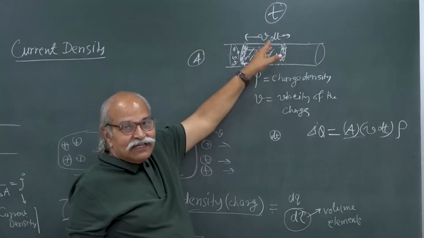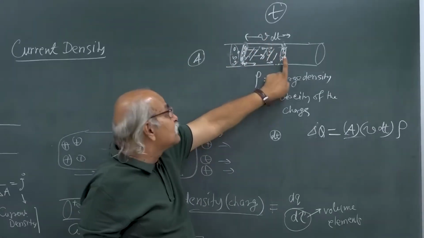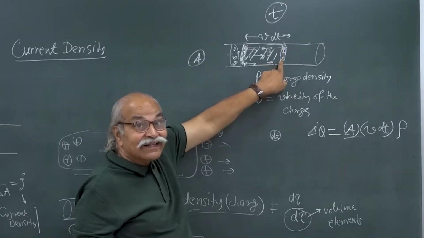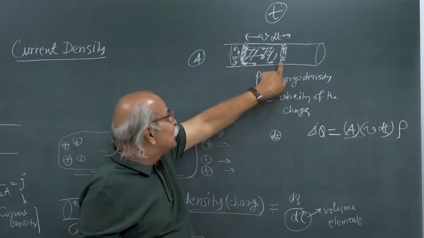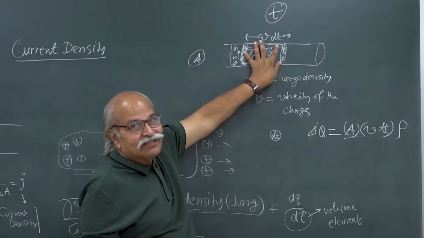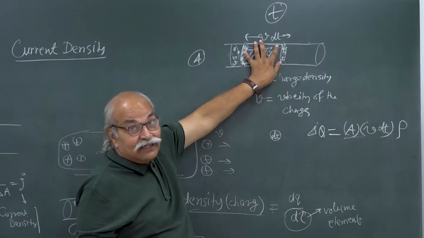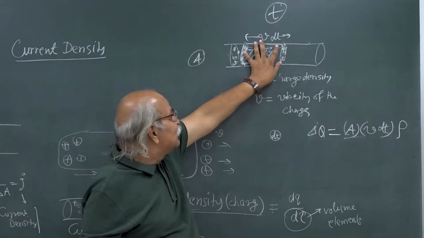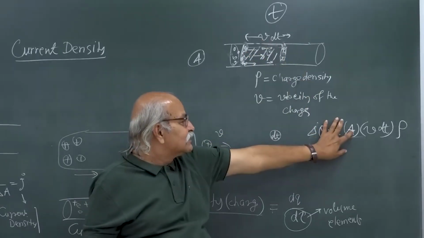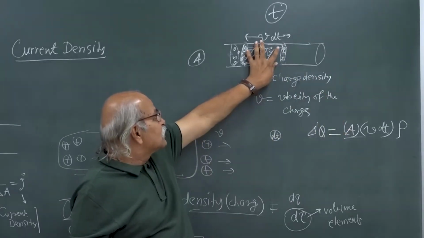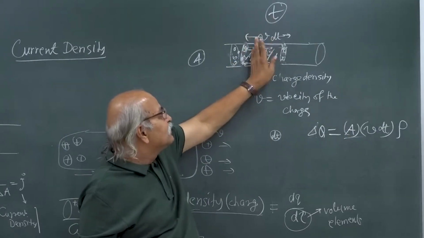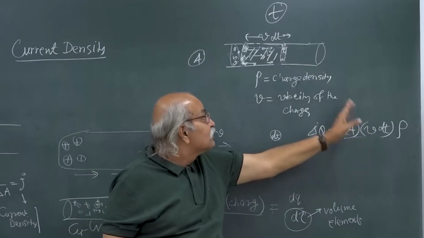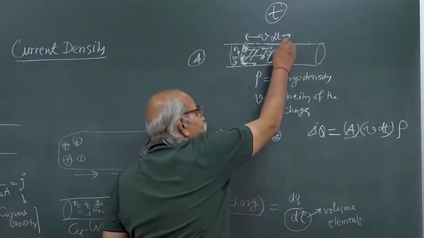I am looking for how much charge has crossed this particular area in that time interval dt. So only these charges have crossed, and all of these charges have crossed. So how much charge is crossed, that we have already written. It is the charge which was contained here at time t, only that will cross here in the next dt, and therefore this is the charge which has crossed this cross section.